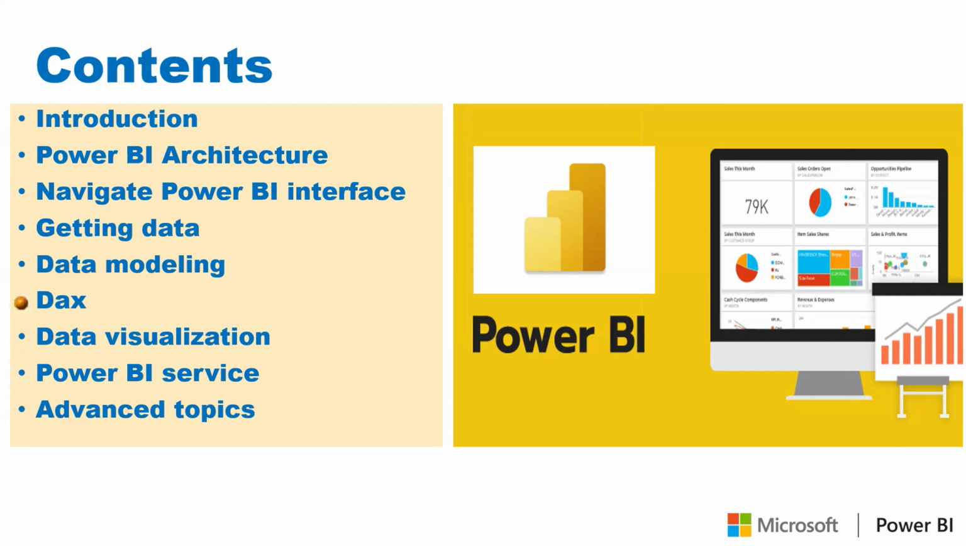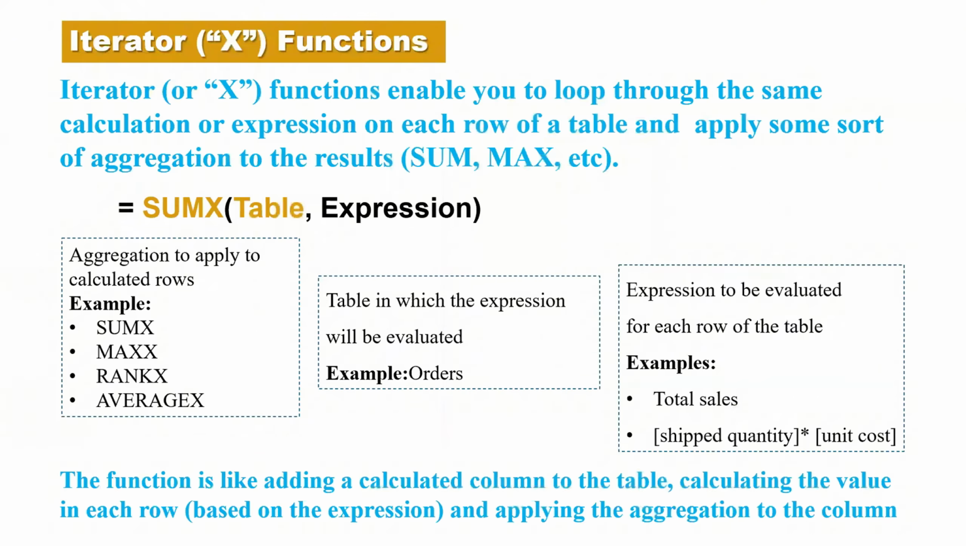Hi everyone. Next, I want to take a quick look at iterator functions, also known as X functions in DAX. What these iterator functions do is loop through a table row by row, evaluate a calculation or expression for each row, and then apply an aggregation to the results. Here's an example of what the SumX function looks like.